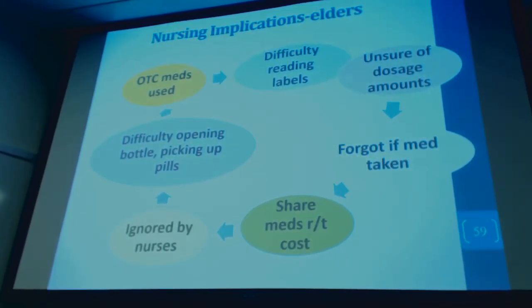Sometimes when you do community health, you see people will buy cat food and dog food instead of their medication because their pets have a big part in their life. So you always inquire about being able to purchase their medication.